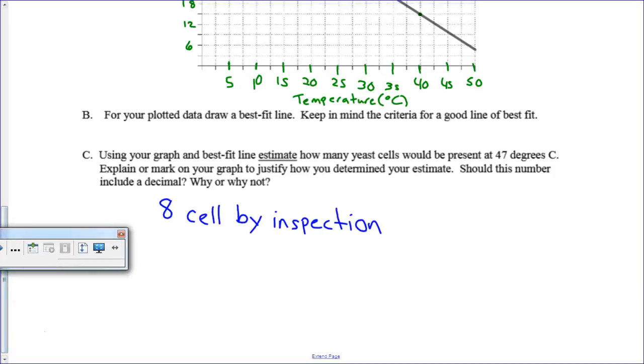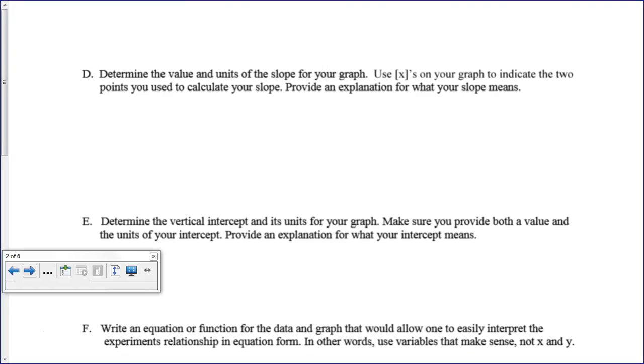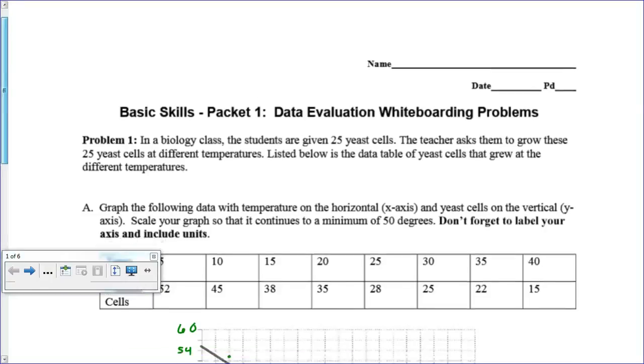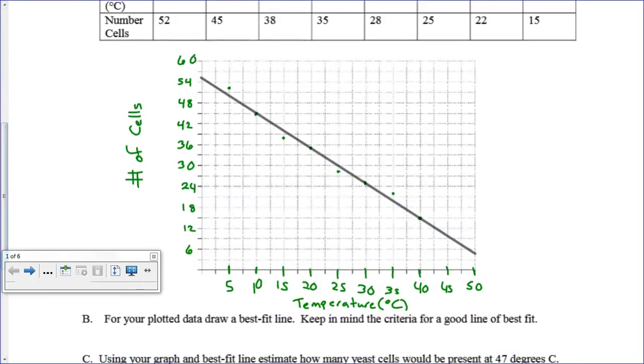Now we'll go on to the next question here. It says, determine the value and units of slope for your graph. Use x's on your graph to indicate the 2 points that you use to calculate your slope and provide an explanation for what the slope means. All right, so we need to go back here and find our graph, and we need to calculate the slope for it.